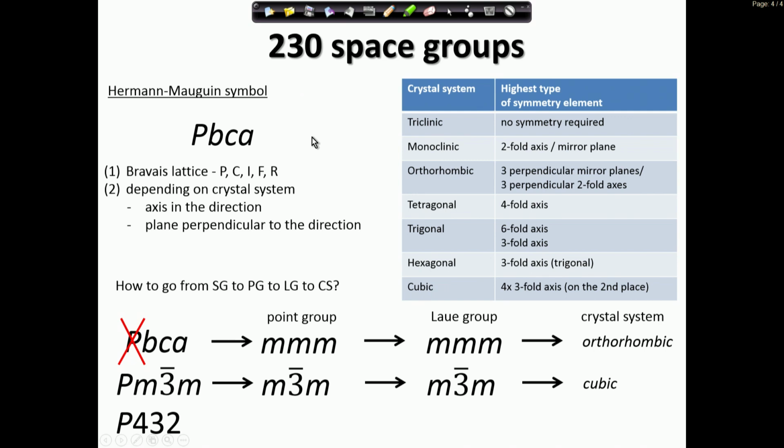And the last example, P432. Again, the point group is 432, but then the corresponding Laue group looks very different. It's m3̄m. And obviously, the same Laue group means also the same crystal system. So the first step is simple. The second step is less simple. Of course, there is a way to derive it without tables, but the simplest way for the beginner is to have a table at hand. And then going from Laue group or point group to crystal system is again quite easy using the knowledge of the highest symmetry.